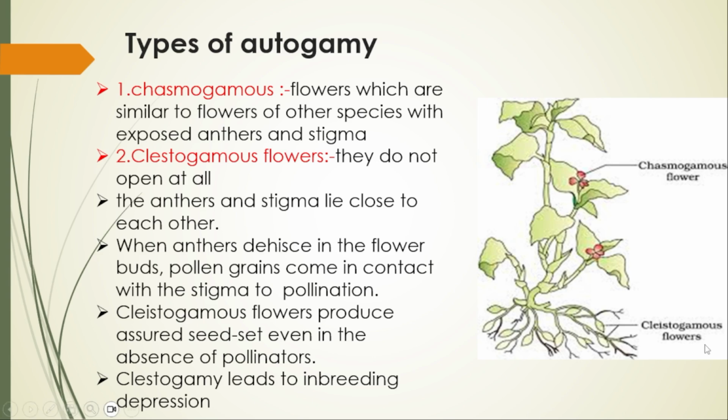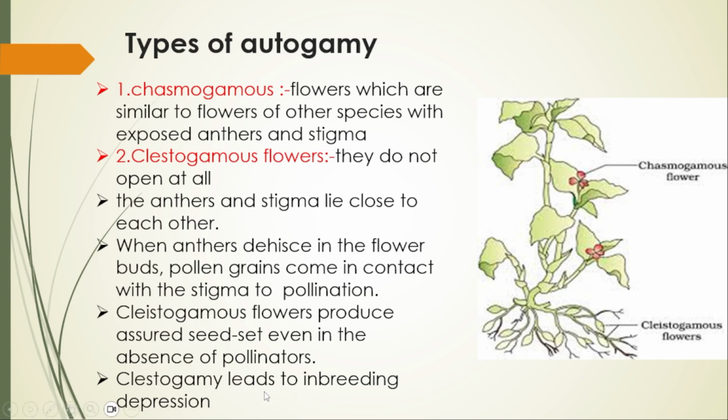In cleistogamous flowers, where the flower never opens, assured pollination and assured seed set will be there, because there is no escape of the pollen grains in the closed environment, isn't it? So cleistogamous flowers produce assured seed set even in the absence of pollinators. This is the main thing actually. Cleistogamous flowers have no need of pollinators because they never open.